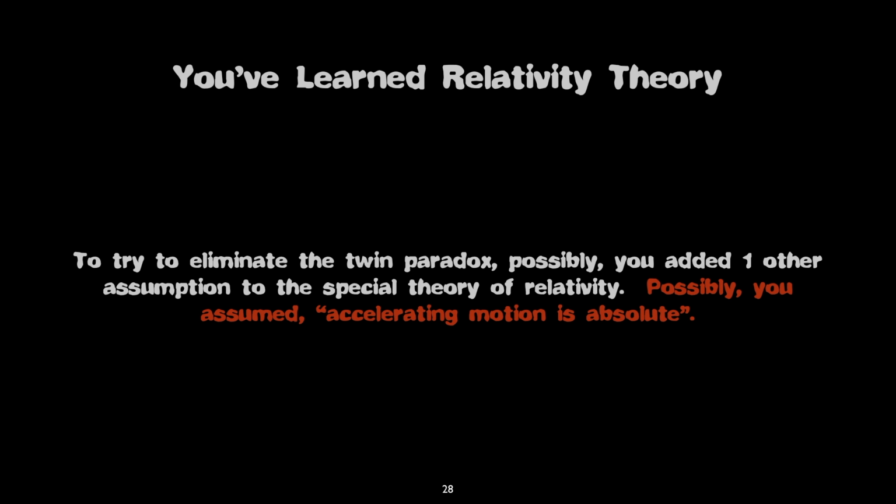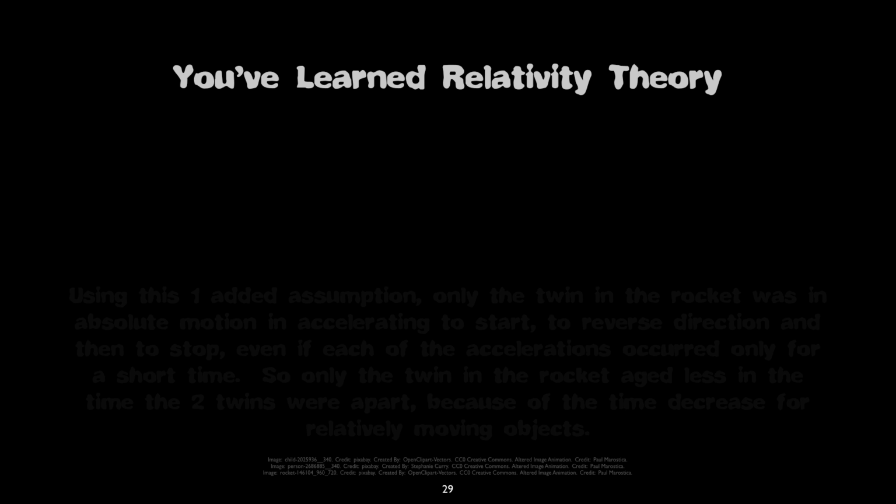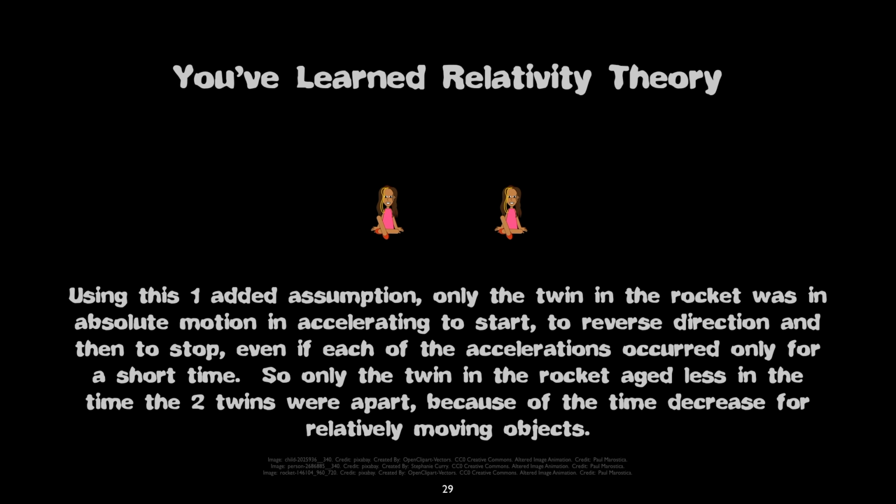To try to eliminate the twin paradox, possibly you added one other assumption to the special theory of relativity. Possibly you assumed accelerating motion is absolute. Using this one added assumption, only the twin in the rocket was in absolute motion in accelerating to start, to reverse direction, and then to stop, even if each of the accelerations occurred only for a short time. So only the twin in the rocket aged less in the time the two twins were apart, because of the time decrease for relatively moving objects.